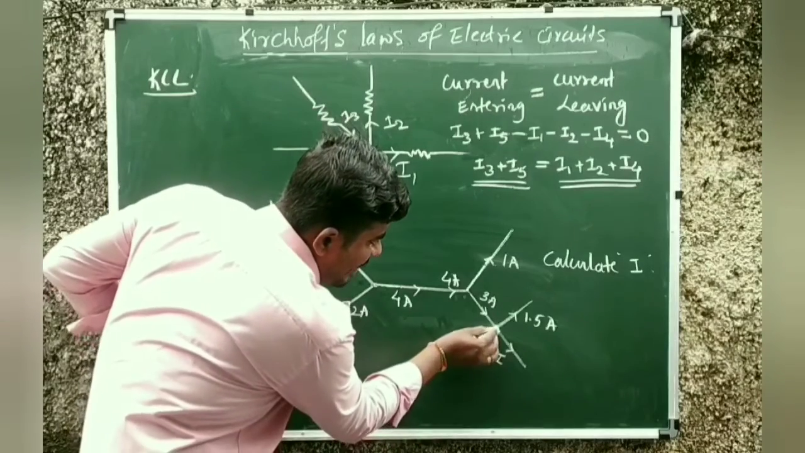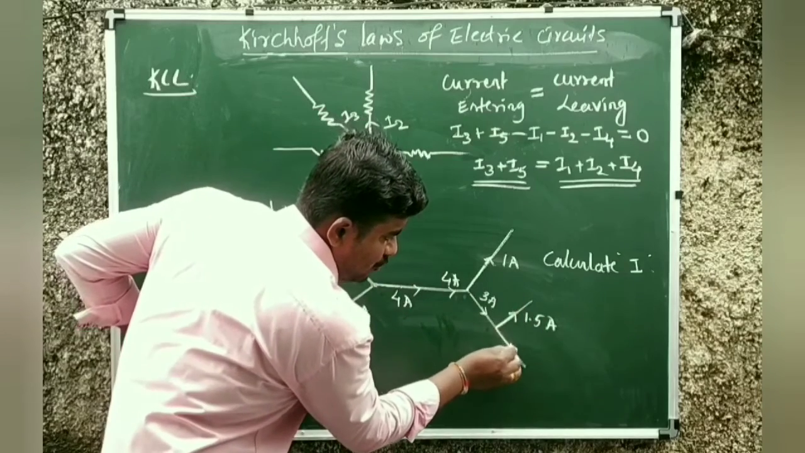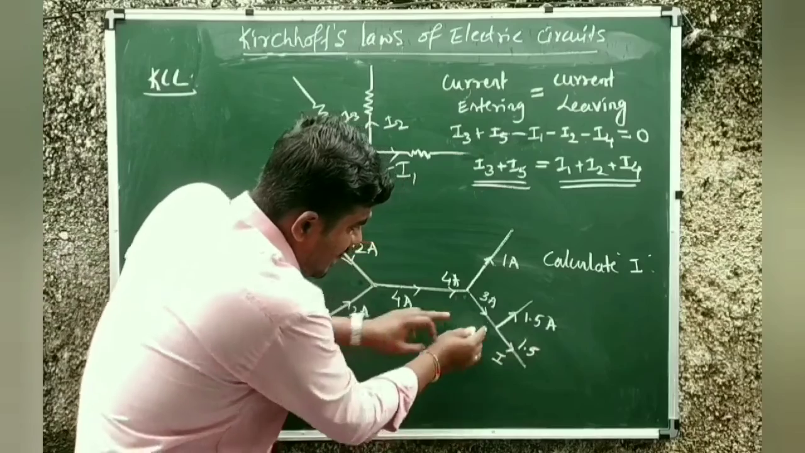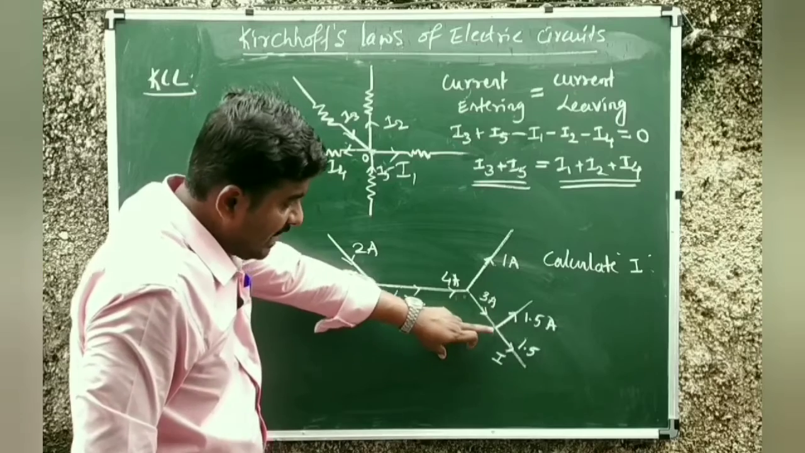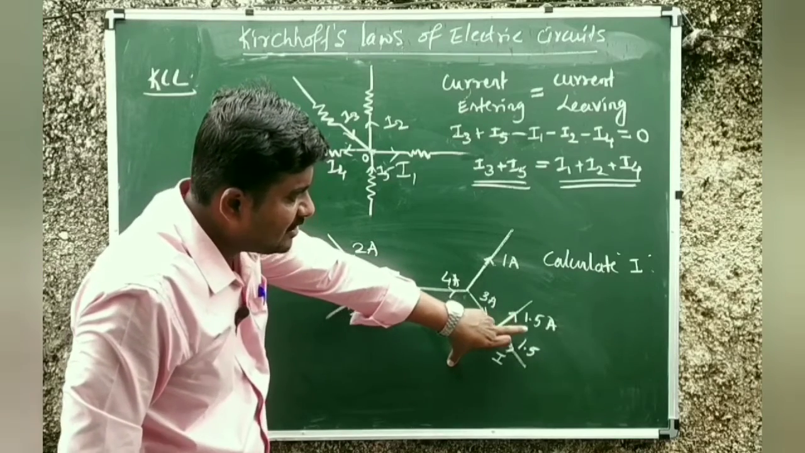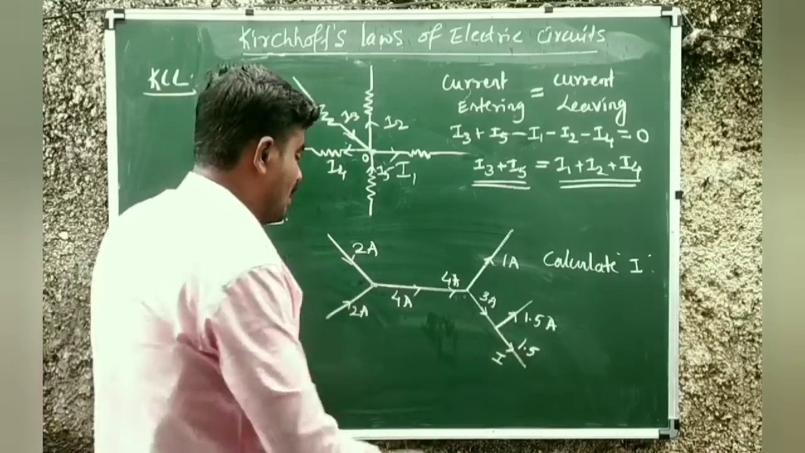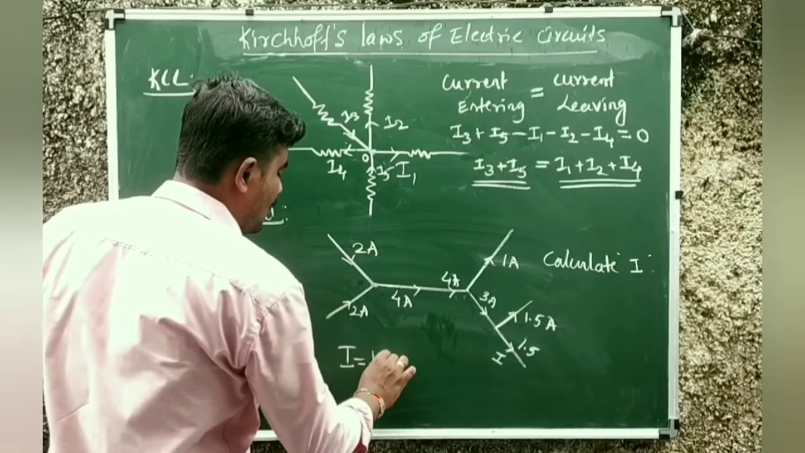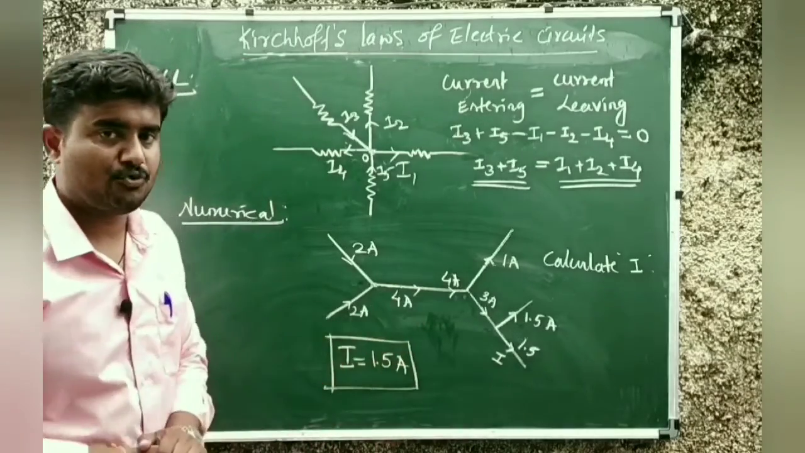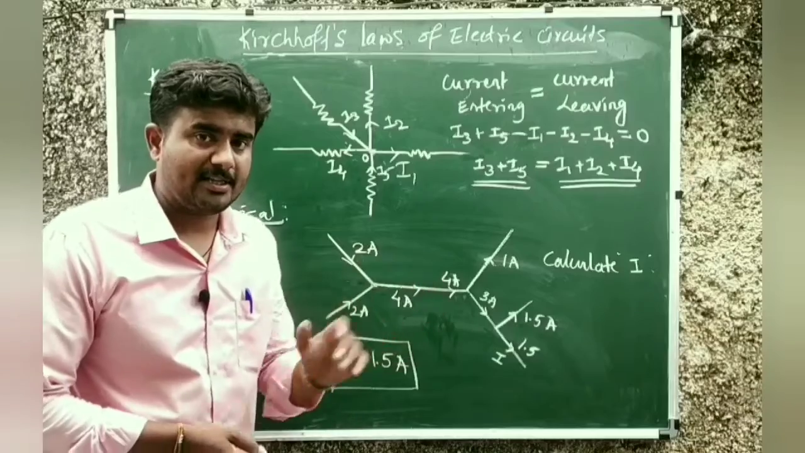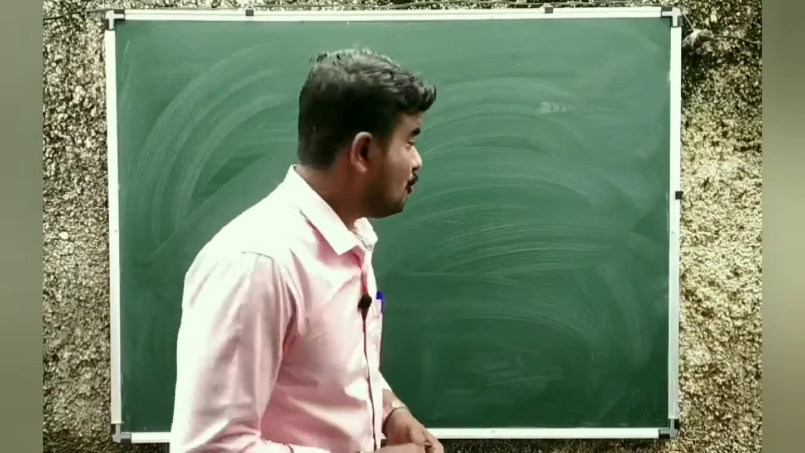In that 3 ampere, 1.5 ampere current is going by this way. Then how much amount of current has to go by this way? 1.5. If I consider this as a junction, 3 ampere current is entering. In that 3 ampere current, 1.5 is leaving. Then 1.5 has to go by this way. Therefore, I is equal to 1.5 ampere. So this is how we are supposed to solve for the current by using KCL. Now we shall go for Kirchhoff's voltage rule.